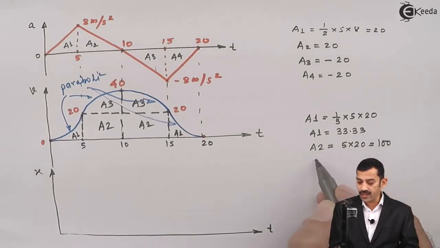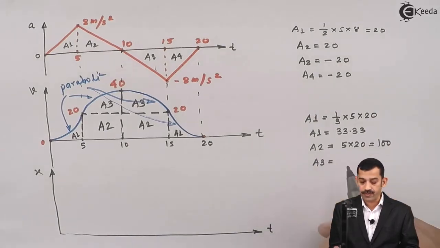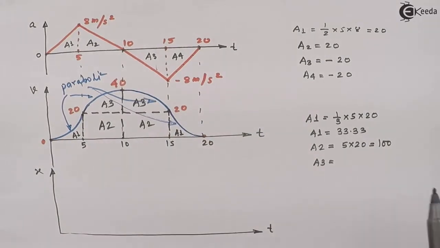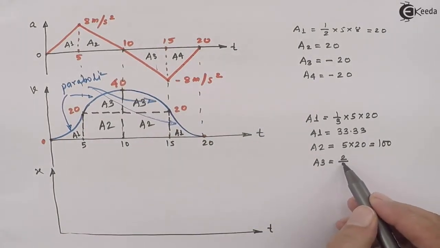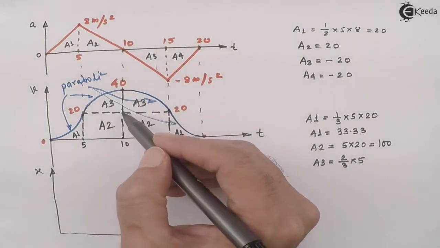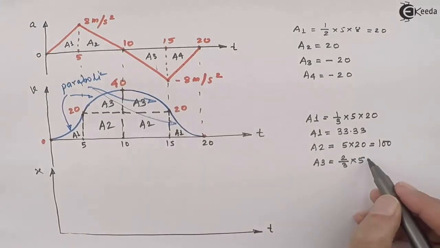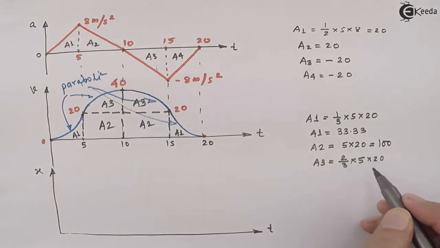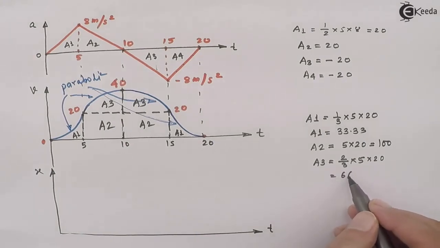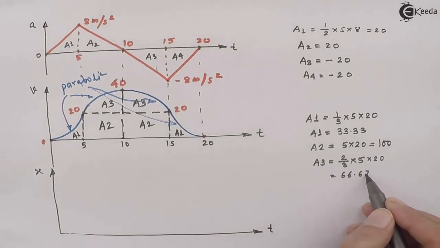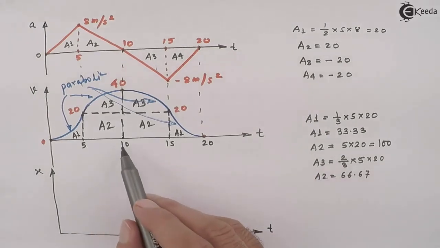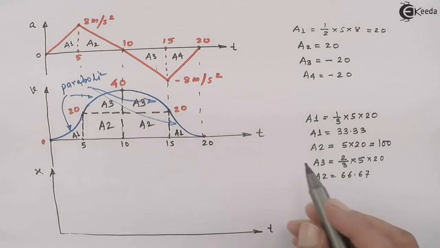Similarly, if you want to find A3 area, the area under this curve is always 2/3 of base into height. So this one is 2/3, base is 5. Now what is the height here? 20. 20 into 5 is 100, and its 2/3 means the value comes out to be 66.67.